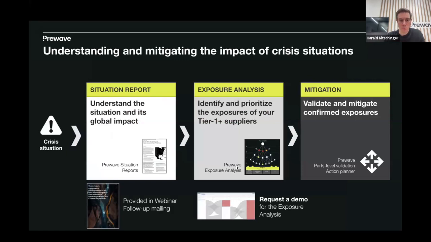So to sum up, you saw here the three-step process from crisis situation to mitigation. We presented our approach on the situation report, giving you a general understanding of a crisis situation. The situation report, which we presented today on South Korea and the Chinese export ban, will be provided as part of the follow-up mailing to this webinar. The exposure analysis is what Pyry presented and demoed. This is where you can look for the exposure specific to your supply chain. Here we can offer you a demo. You will also be able to request such a demo in the follow-up mailing.